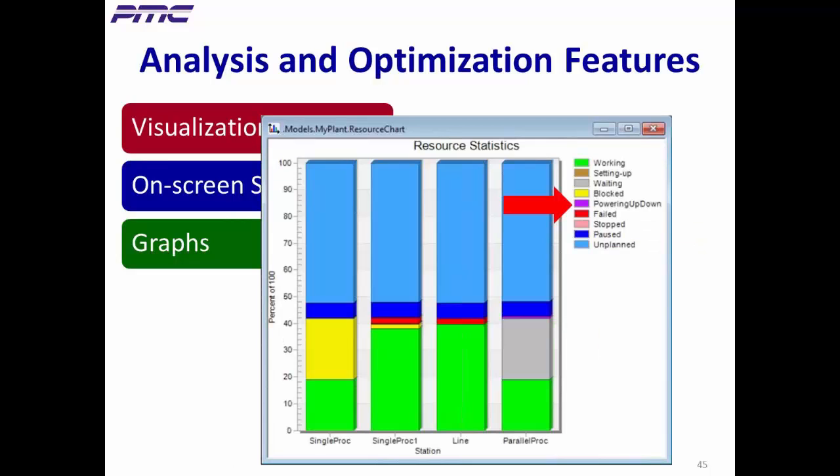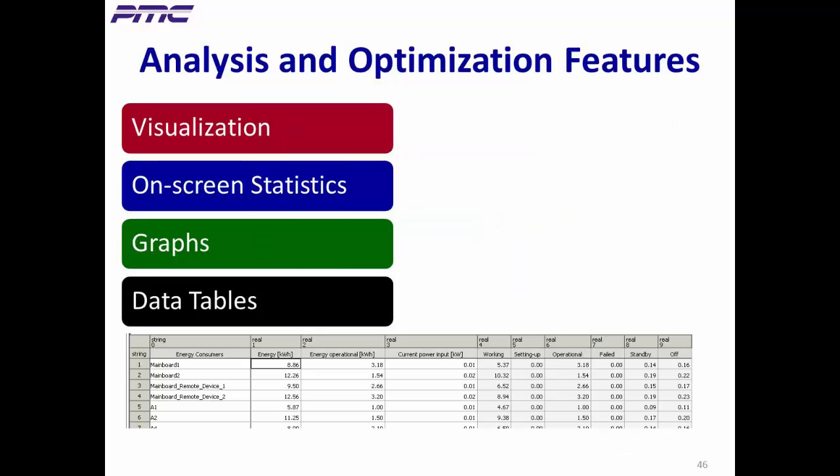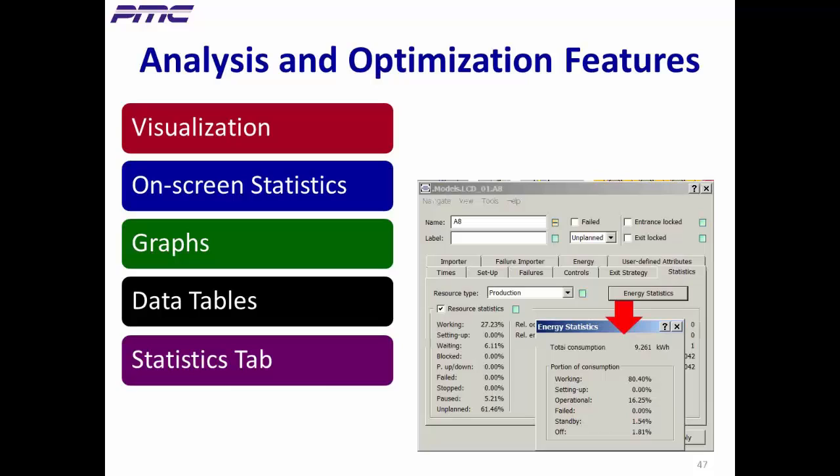The Energy Analyzer Objects Table of All Evaluated Objects option displays a table that shows the total kilowatt hours and kilowatt hours consumed while in different states like working, operational, and standby for all individual stations, so you can dig down deep into the data if you need to. The Energy Statistics button on the Statistics tab of an individual station object shows the total consumption in kilowatt hours and the portion of consumption in different states like working, operational, standby, and off.